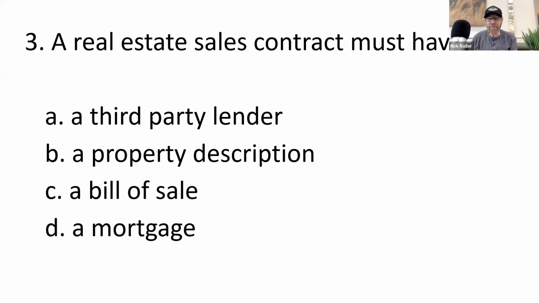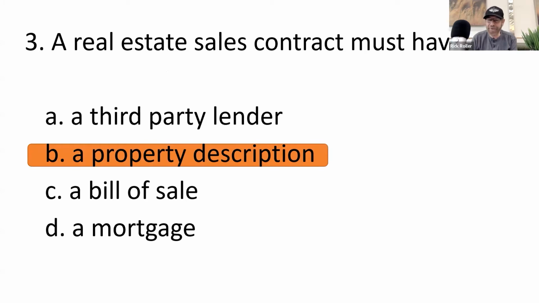So obviously the correct answer to this one is, what do you think, guys? B, property description. You must describe what the property is that you're buying or contracting for. Third party lender, no. Bill of sale, personal property, mortgage. Well, there's a lot of cash deals out there, particularly these days. So that is the best answer, a property description.